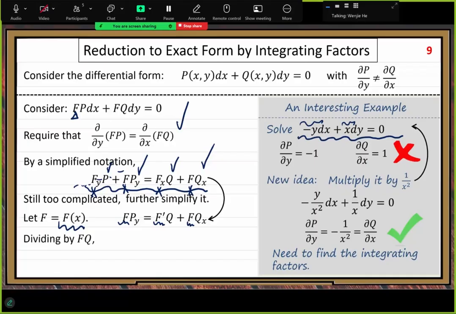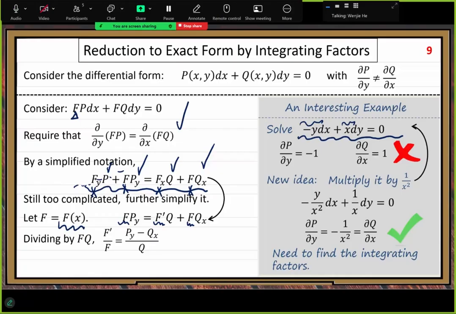So we work on this. Then we try to manipulate. We divide the new equality on both sides by this capital F and Q. After division, we can write F prime over F on the left-hand side, the unknown terms, right? F prime unknown, F unknown. So we put the unknown terms on the left-hand side, F prime over F, equals the right-hand side, all known terms, right?